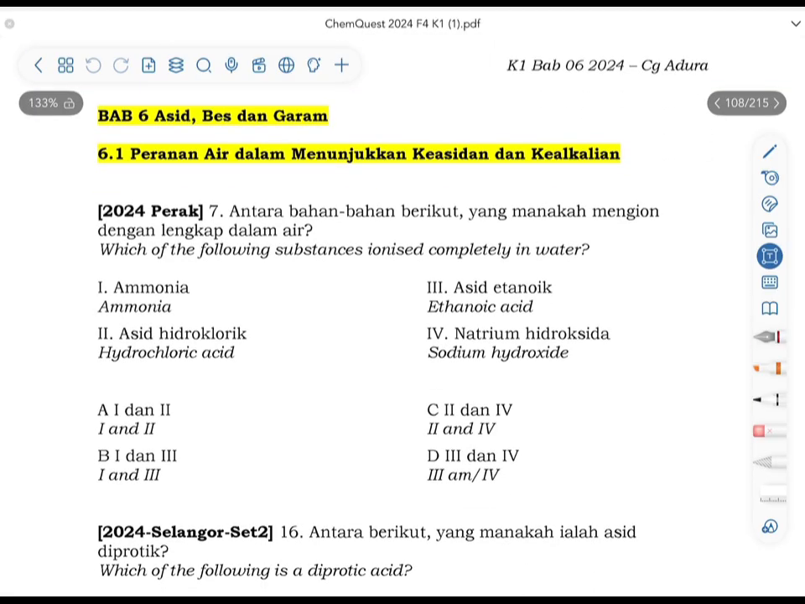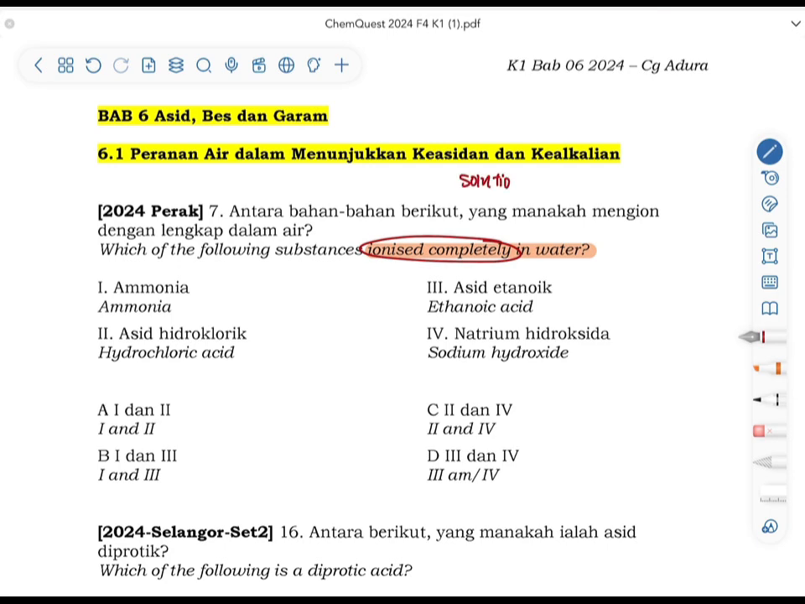Let's look at the first question: which of the following substances ionizes completely in water? The first thing we need to know is what is meant by ionize completely. Let's say I have a solution A, and when I put this solution A into water, it will ionize 100%, meaning that it can dissolve completely in the water. That's what is meant by ionize completely in water.